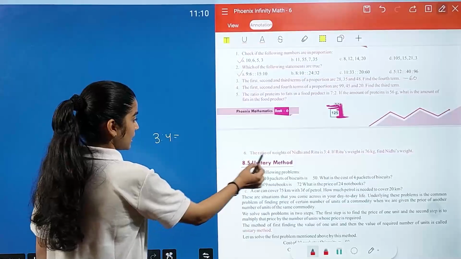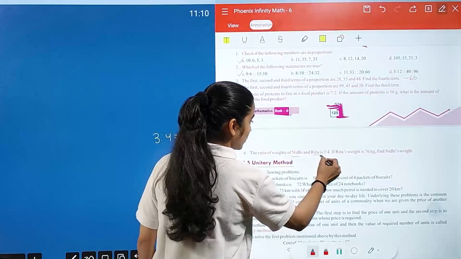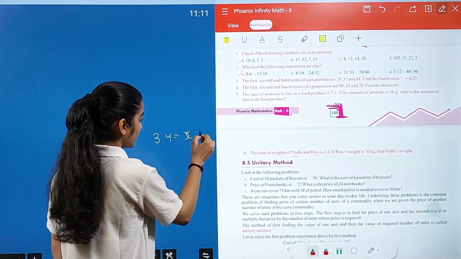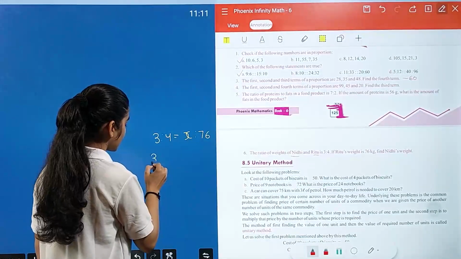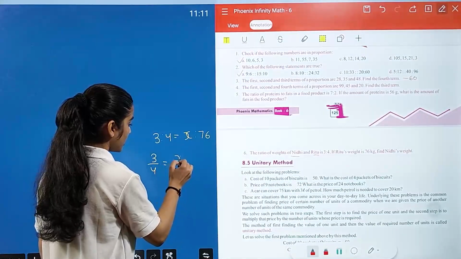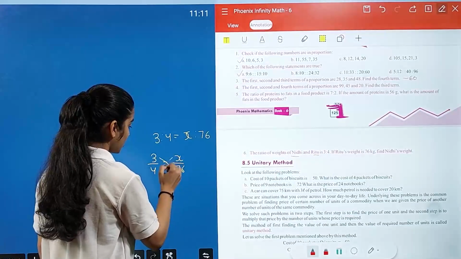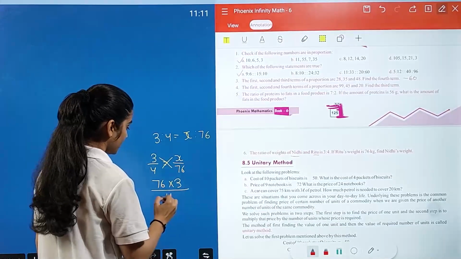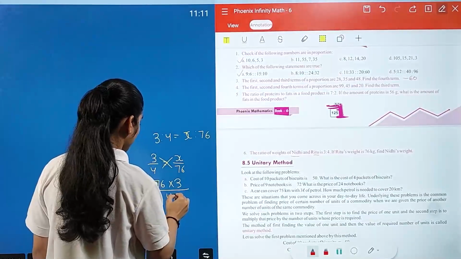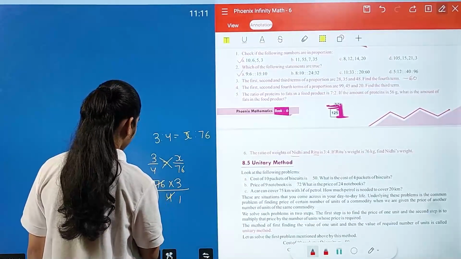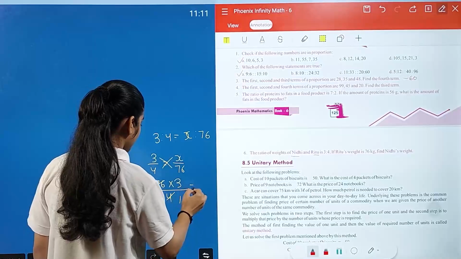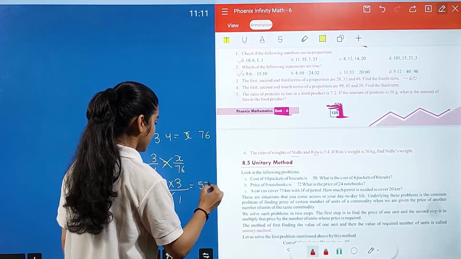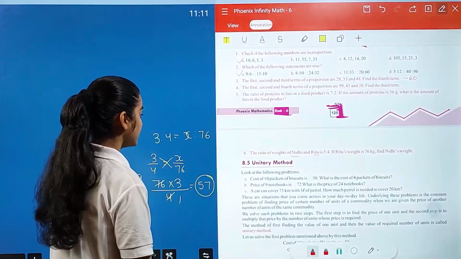3:4, Nidhi and Ritu. And this is the weight of Ritu, so x is to 76. So 3 by 4 is equal to x by 76. By cross multiplying, 76 multiplied by 3 divided by 4. Here we have 1, and here we have 1 and 9. 19 multiplied by 3 is 57, which is the weight of Nidhi.